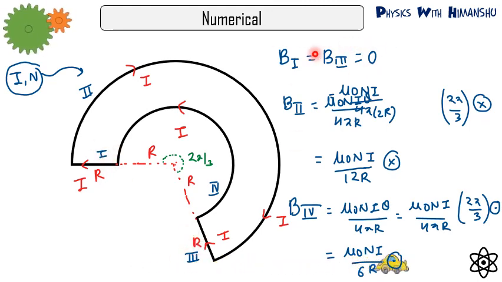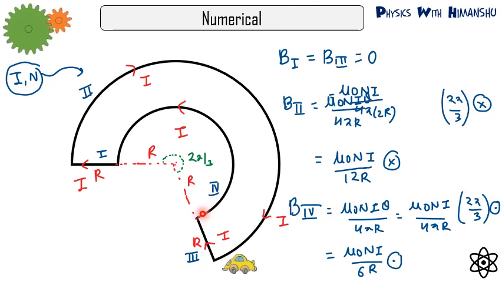Here we are trying to find out the magnetic field at the center. Due to the second part, if you see the second part, the current I is in clockwise direction. The angle theta is 2 pi by 3 and the radius of the outer segment is 2r, r plus r, 2r. So the formula is mu naught ni theta by 4 pi r. So mu naught ni, at the place of theta we'll put 2 pi by 3, at the place of radius we'll put 2r, and this will be inwards.